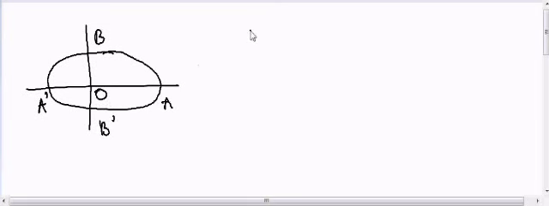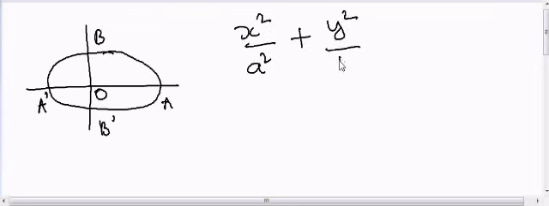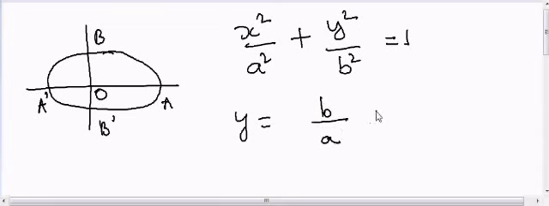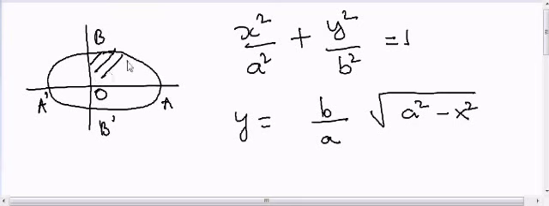Now we know that the equation for the ellipse can be written as x squared divided by a squared plus y squared divided by b squared is equal to 1. So if we solve for y, it can be written as b divided by a times the square root of a squared minus x squared. Now if we have to find the area of this region here, what we can do is we can integrate y from 0 to a.